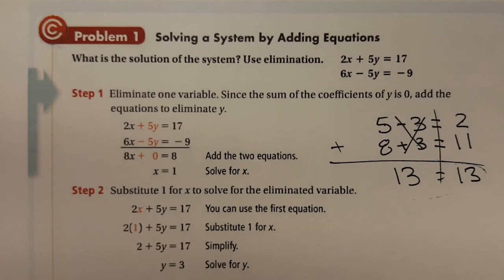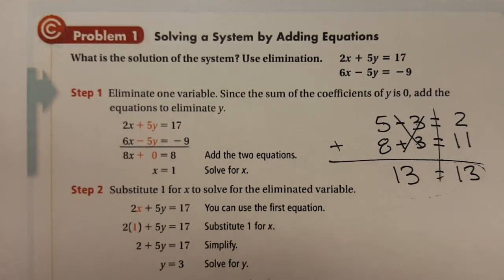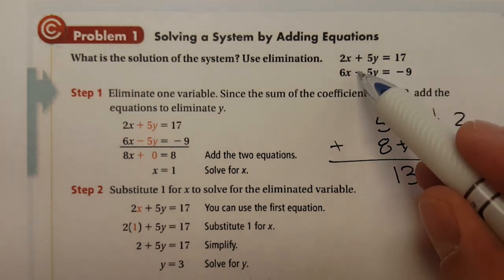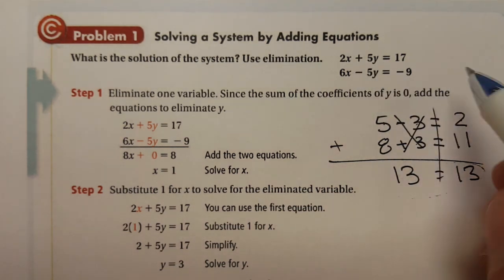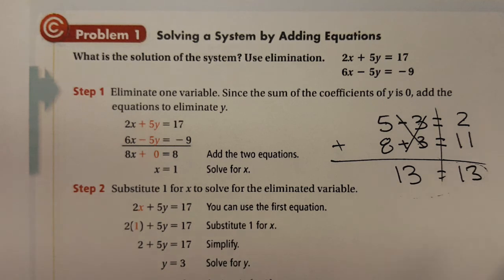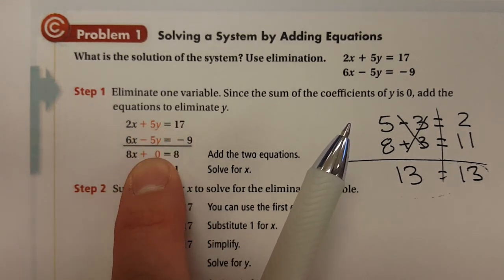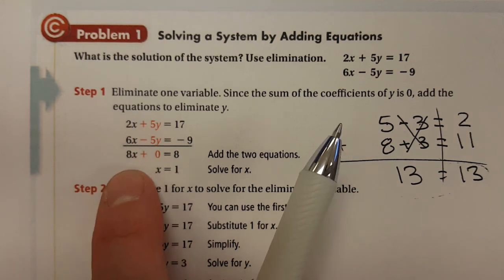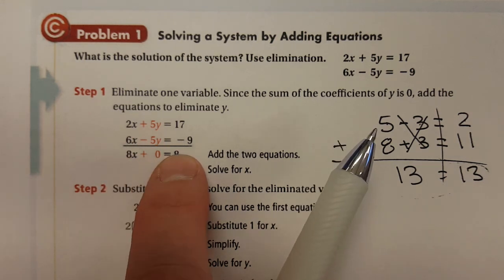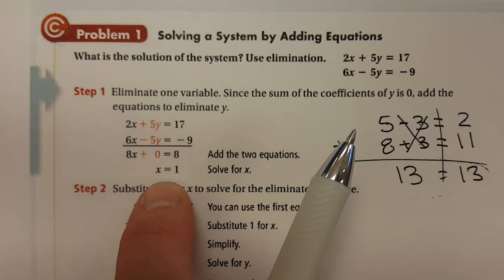So here's problem number 1. Try to solve this using elimination. We can use elimination right away because I see a plus 5y and a negative 5y. The book basically does that too. They highlight these opposites. They're going to cancel. There's going to be no y's left over, and that's good because now we only have one variable left to solve for. Basically, it's 8x equals 8. Divide by 8, you'd get 1.